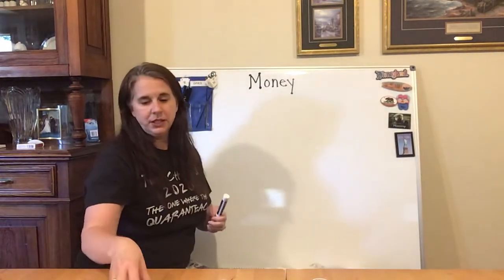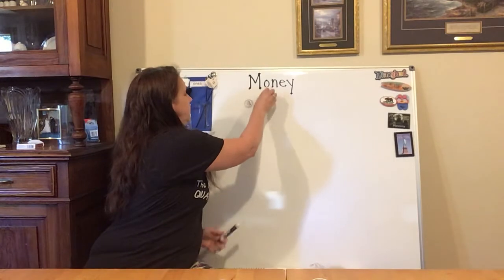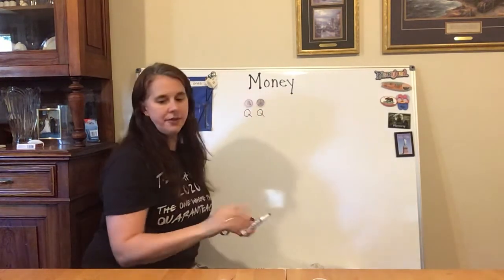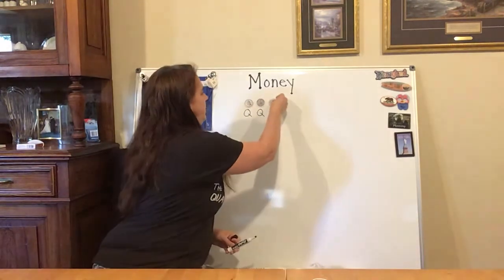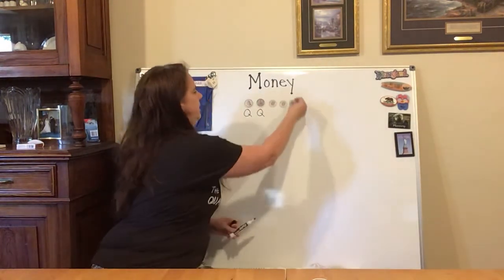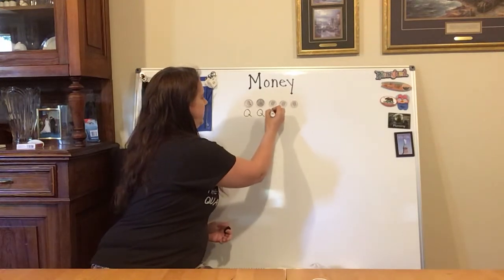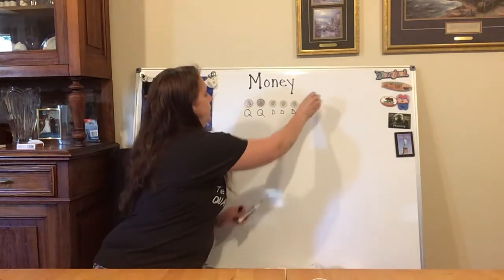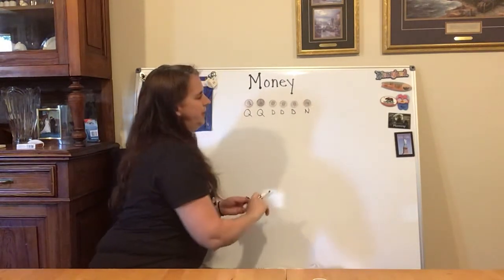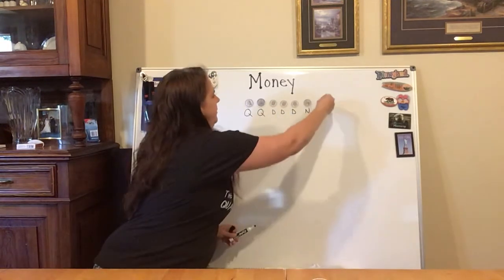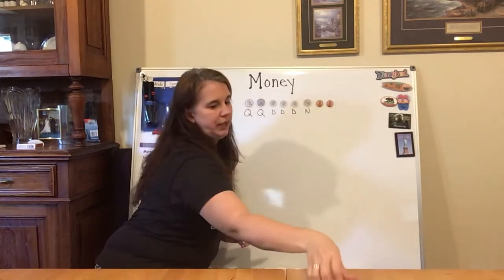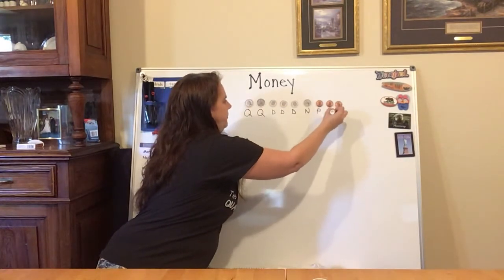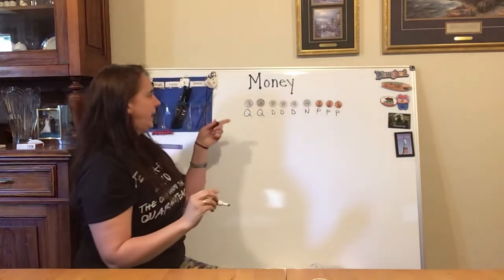So here we go. So let's do 2 quarters. So I'm gonna do a Q and a Q. And then we'll do 3 dimes. So I'm gonna do D, D, D. We'll do 1 nickel, and let's do 3 pennies. Alright, so we're gonna go P, P, P. Alright, so we're gonna go ahead and count these.